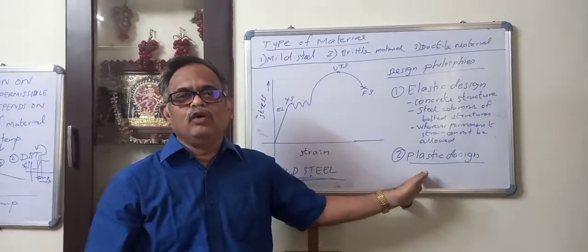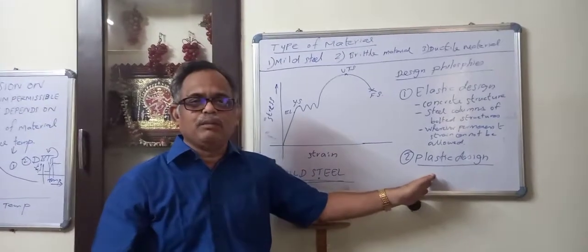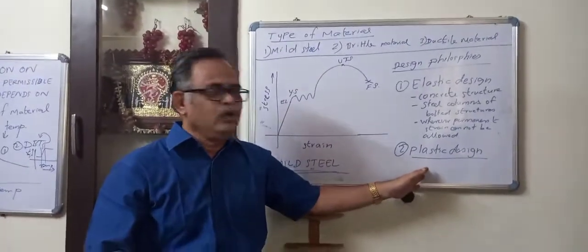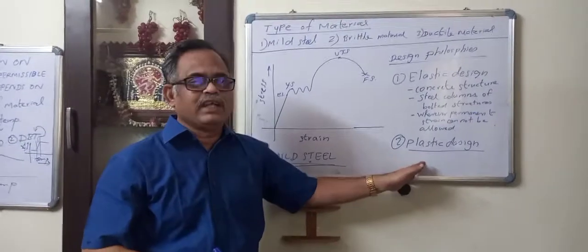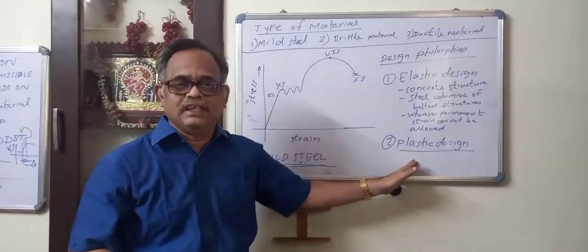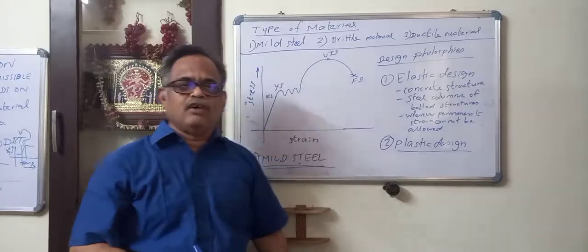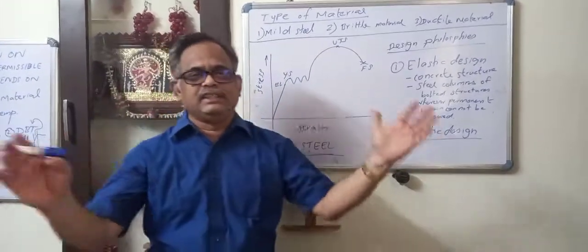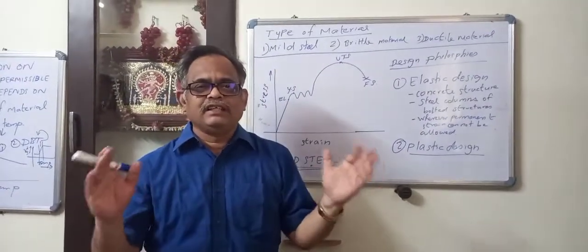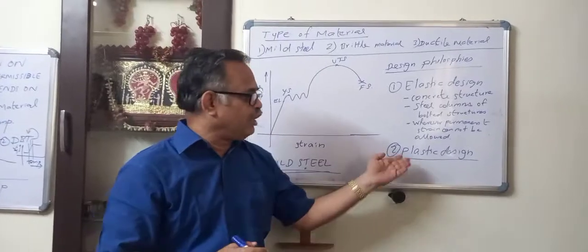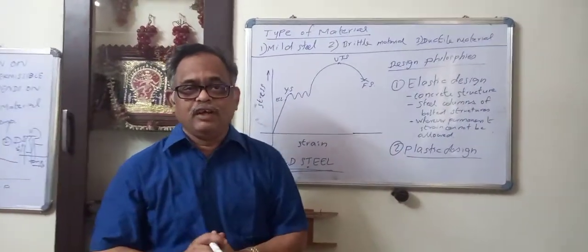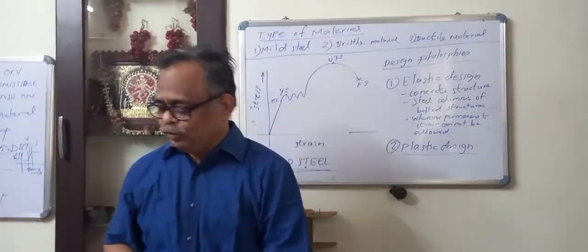I will give you a tip. I will explain a typical case where we can easily go in for plastic design: the welded rigid structure. In the case of welded rigid structures, we can adopt plastic design. How we can adopt it, I will explain.